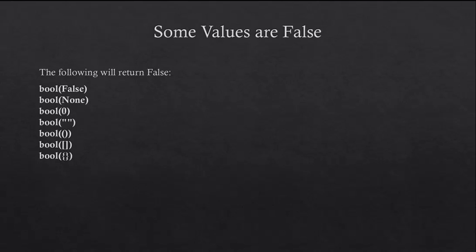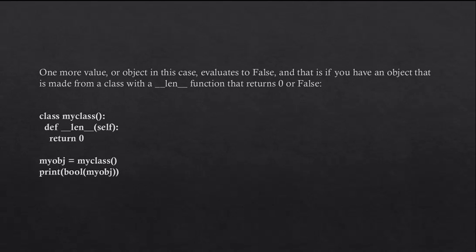While this will return all false. Of course, bool of False will return false, bool of None will return false, bool of 0 will return false, bool of an empty string will return false, bool with nothing in the parameters is false, an empty list is false, an empty tuple is false, and an empty dictionary is false.